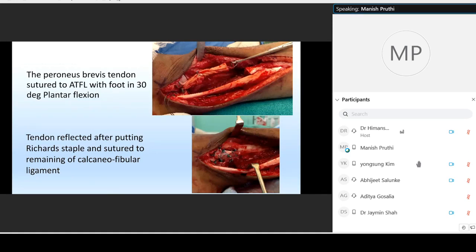Then we use a Richard staple in the lower end of the tibia and reflect the tendon back over the Richard staple, and then suture it to the calcaneofibular ligament with the foot in neutral plantar flexion. The remaining tendon is trimmed or tenodesed to the surrounding soft tissues.